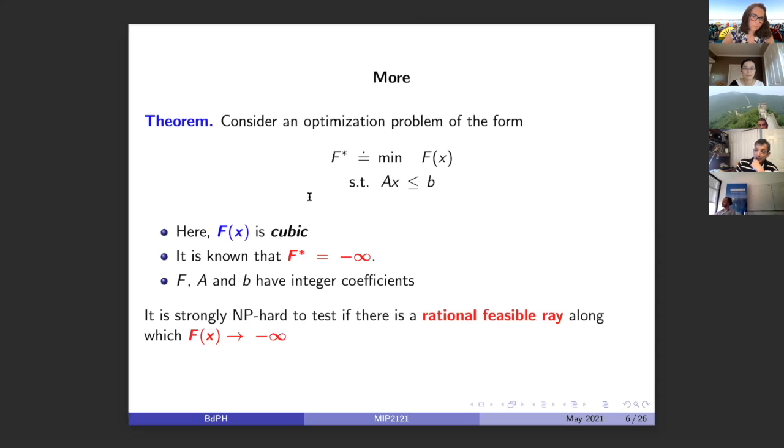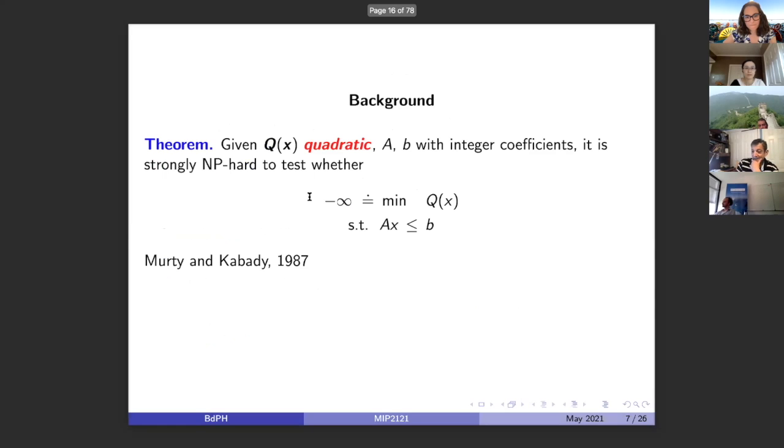So the issue here would be, how do we provide a certificate of polynomial size that the problem is unbounded? If we were to try to live in the LP case, we would say, well, there is going to be a ray, a rational ray, where the function does go to minus infinity for the linear case, but not for the cubic case, and not for the quadratic case. Effectively, this is Vavasis's result.